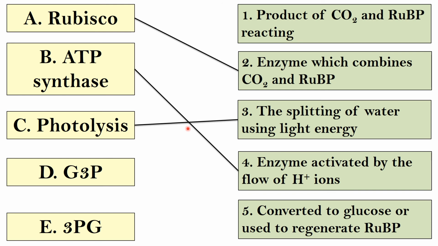G3P and 3PG, these two are the ones you might get the wrong way around. Remember I said before, the one with the number comes first, 3PG. So G3P is the one that's converted to glucose. I suppose that's another way of doing it, isn't it? G for glucose. So G3P gets turned into glucose, or used to regenerate RuBP, which leaves 3PG, which is E, which is 1, a product of CO2 and RuBP reacting.